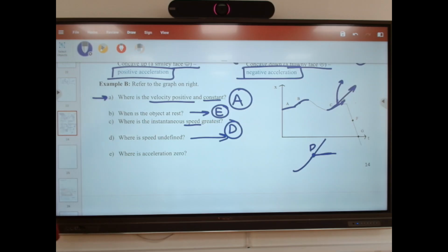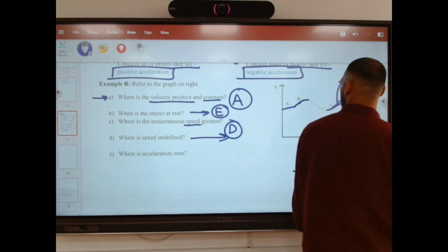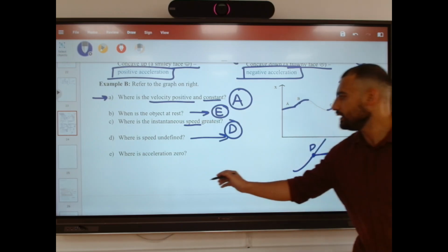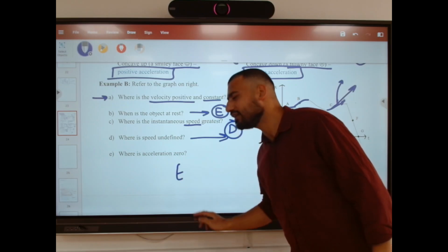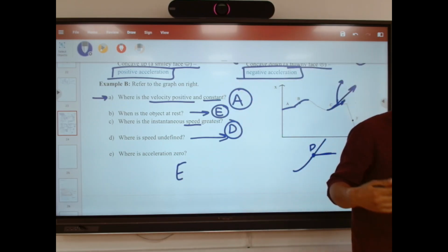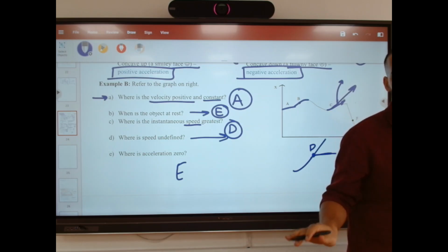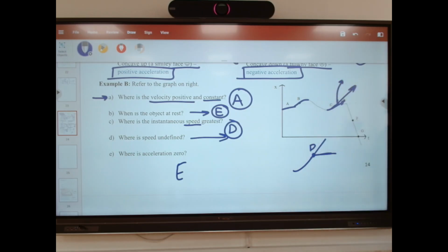Where is the acceleration 0? E. Why? It's not moving. When velocity is 0, acceleration is 0, so E is there, very good. But what is the definition of acceleration? The velocity change should be, there should be no change, right? In which part of the graph do you see velocity is not changing? A? E, F. G. No, it's constant, not zero.